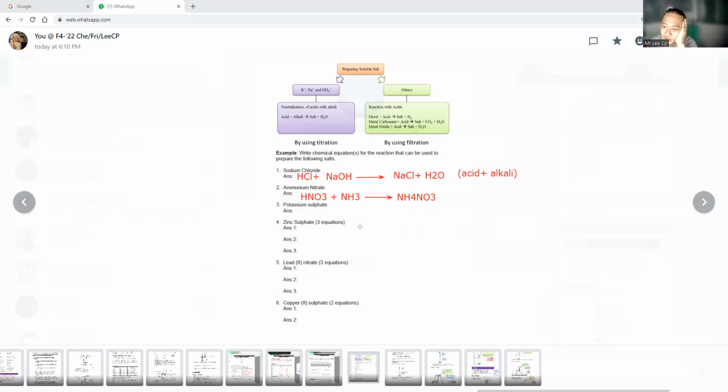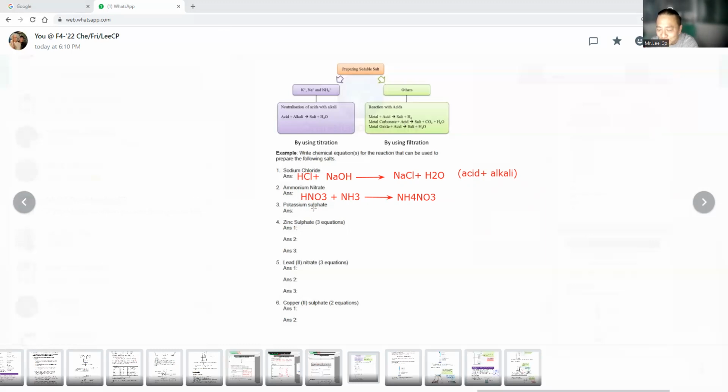It seems it is not here. Oh yeah, it is not here. This is acid and alkali, but not salt and water. Okay, but never mind, leave it. So you know how to write it, then okay already. If not, I don't know how to write it.